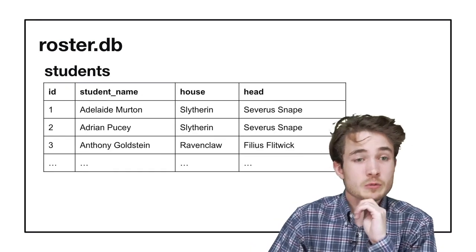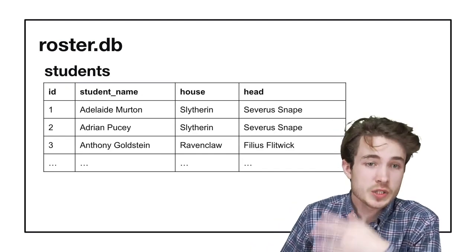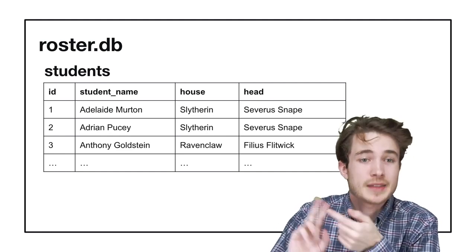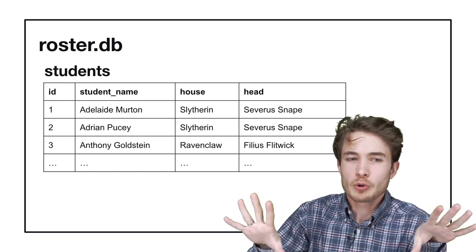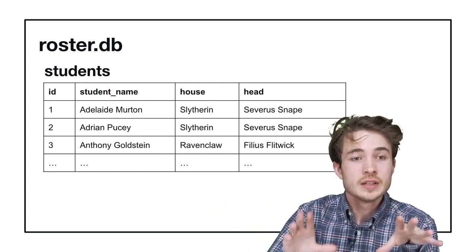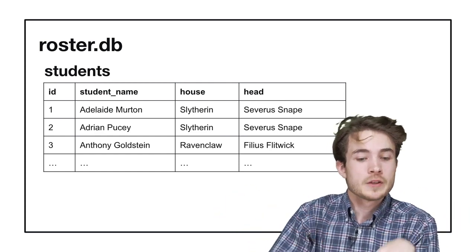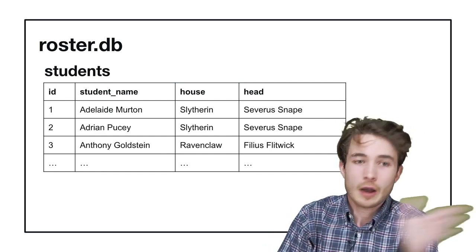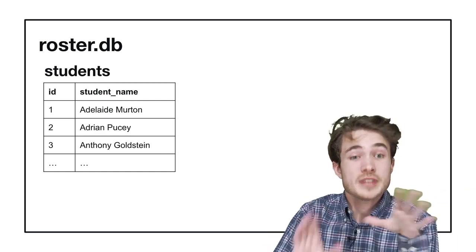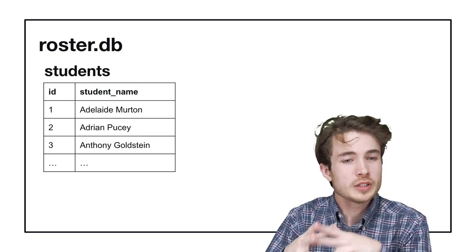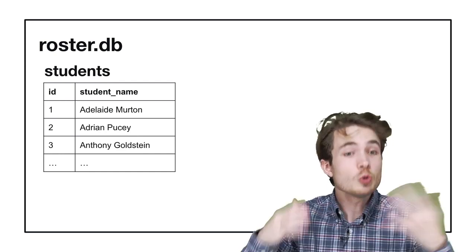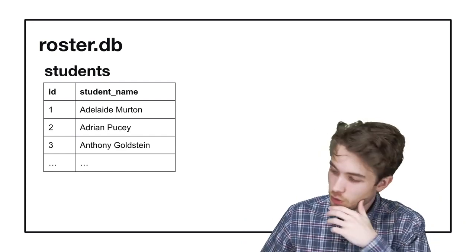Let's say this is what we currently look like, right? We have a students table that has student names, houses, and the head of each house. But we want to break this up. We only want to have a single thing inside of each of our tables. So let's get rid of the houses and heads here. Those are gone. Let's just have students in this table, right? But where should we put our houses now? Let's make a new table called houses. And this one we'll put here.